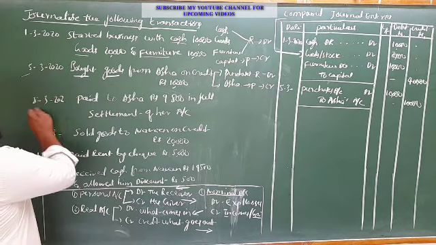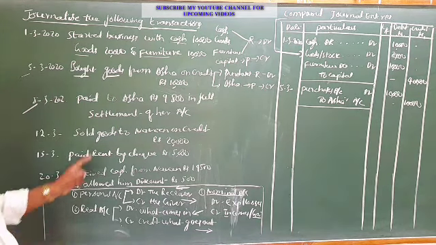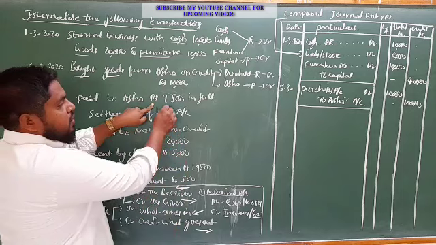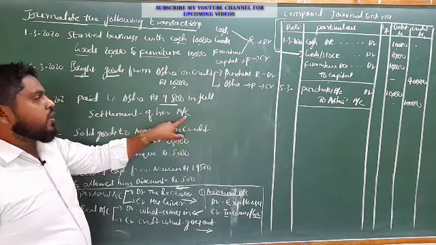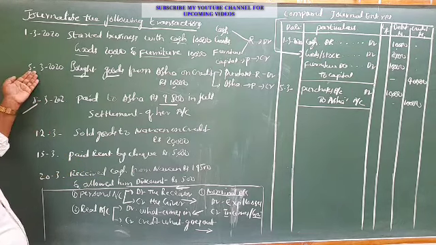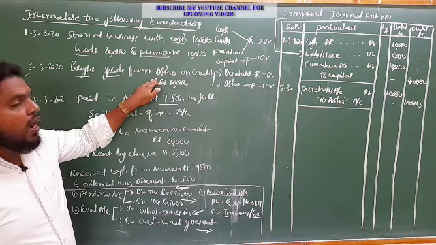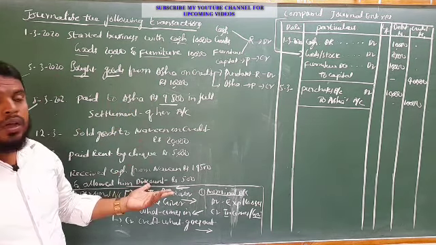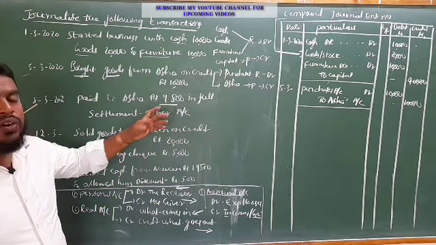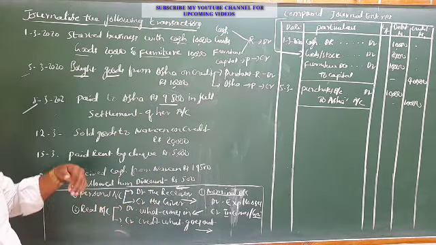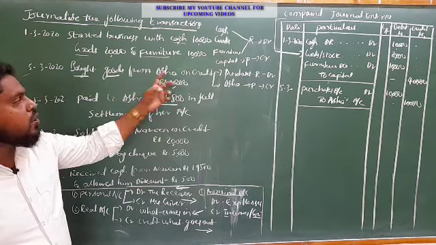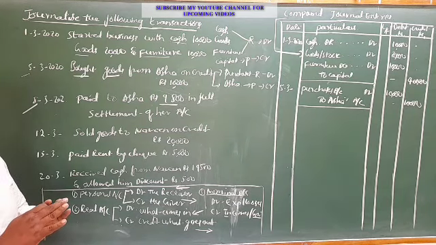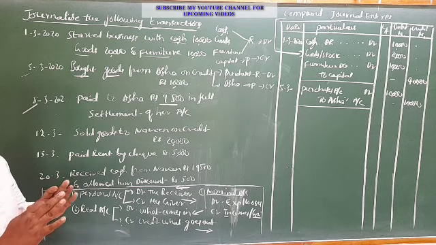Next, the third transaction on 8th: paid to Asha rupees 9,800 in full settlement of her account. See, on 5th we have purchased from Asha. Now we are settling Asha by paying her 9,800 in full settlement. Actually, the amount due to Asha is 10,000. So here we are paying only 9,800 in full settlement.